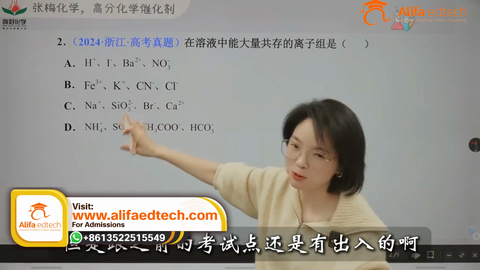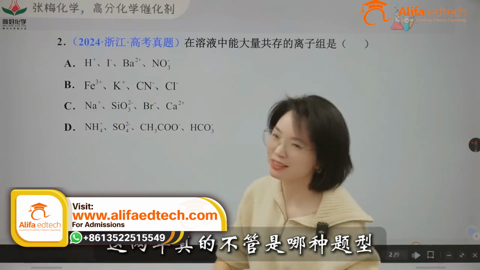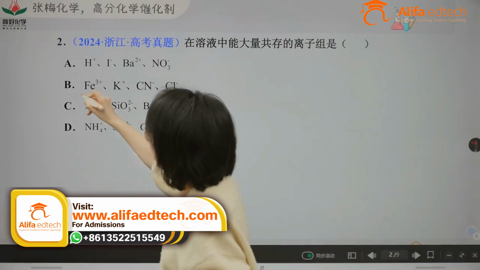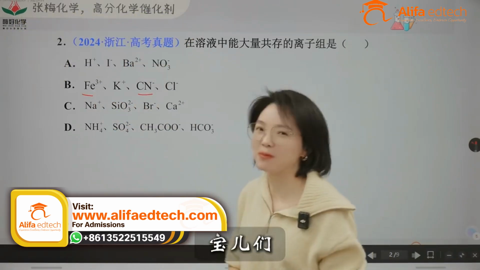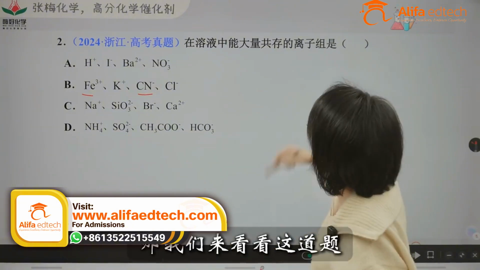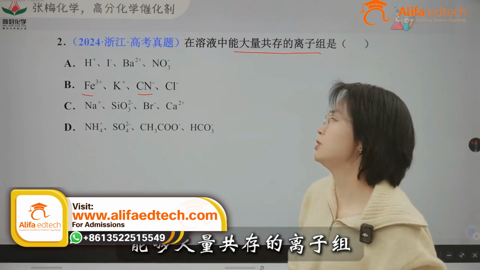Even though we've started testing ion coexistence these past 2 years, there are still differences from previous test points. These 2 years, regardless of question type, they really like testing redox reactions and ferrous ions. Do you know? If you know, you get points. If not, there's no way around it.